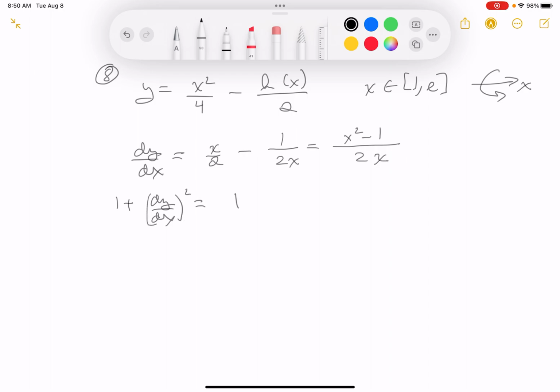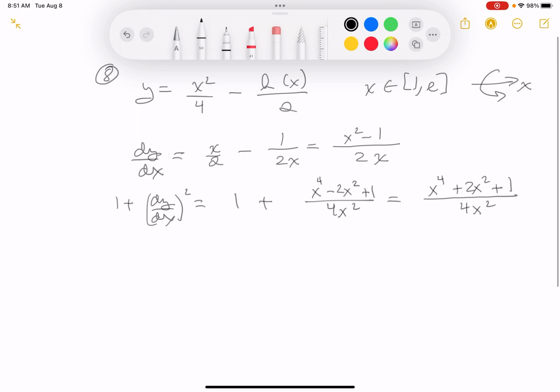Write that down for you. 1 plus, well, it's going to be 4x squared now. And that's going to be, let's see, x to the 4th power minus 2x squared plus 1. Common denominator 4x squared. And what do you get there? You get x to the 4th plus 2x squared plus 1. I need to take the square root of that.